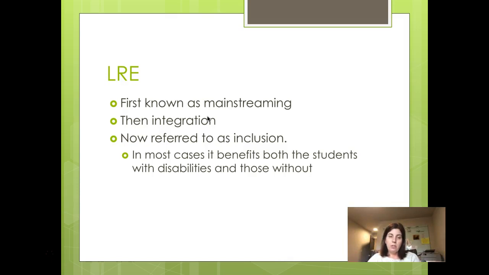So a little bit more about least restrictive environment, or LRE. It was first known as mainstreaming, then we started talking about it as integration, and now we refer to it as inclusion, essentially. And as we talked about earlier on the semester, it can benefit both students with disabilities and those without. So I would argue that it's beneficial to have students included in the general education classrooms. But again, LRE needs to be determined by the individual student's specific needs, and the IEP team really needs to look at that specifically for that student.